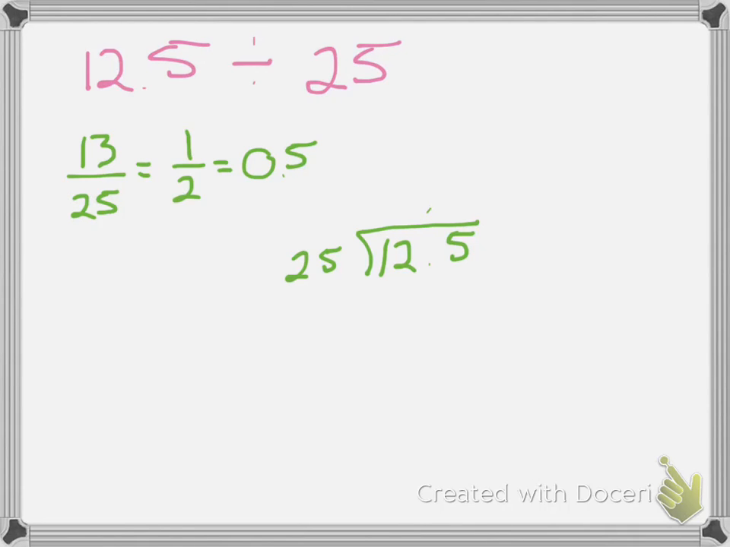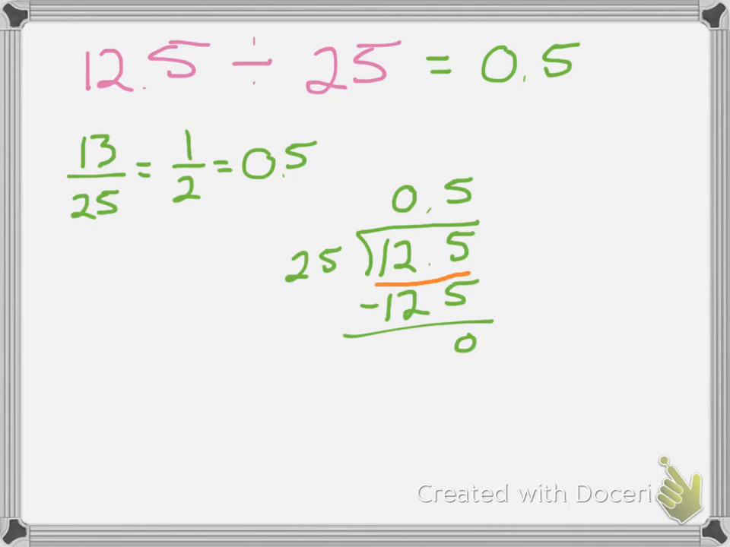Can 25 go into 1? No. Can 25 go into 12? No, 25 is bigger than 12. So I'm going to fill that space with a 0, and then I'm going to look at 25 going into all of 125. And that's going to go in 5 times. So 25 times 5 is going to be 125. Then I have to subtract these, and that's going to leave me with 0. So my answer is going to be 5/10.